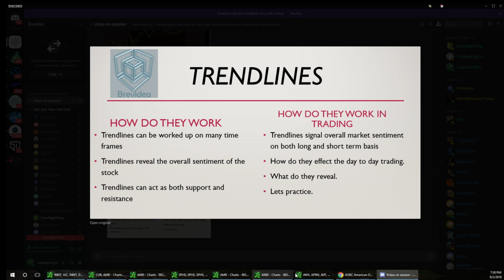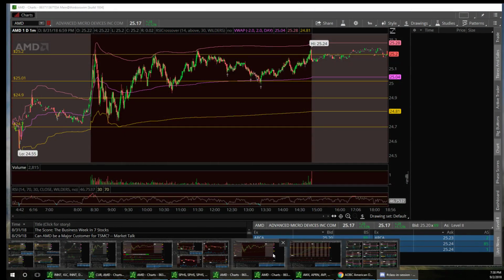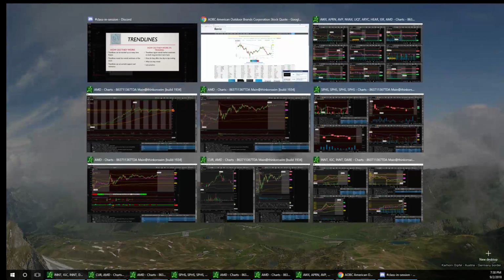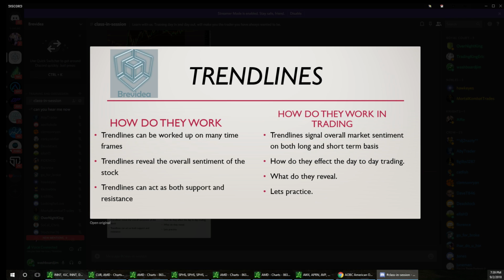You can't have a trend unless there's some sort of movement, whether it be upwards or downwards. The break of the movement is the break in the trend. So you'll hear us saying that a lot, that the trend has broken. Now, this is where you get the best buying opportunities, whether you go long or you go short. Trend lines are very, very important to understand where the stock is going and where it has found that area that has broken the trend. So how do they work in trading? Trend lines signal overall market sentiment on both long and short.